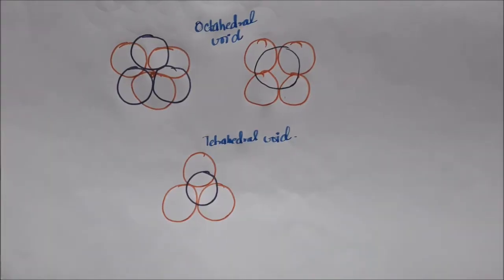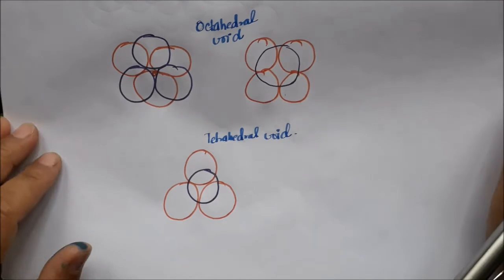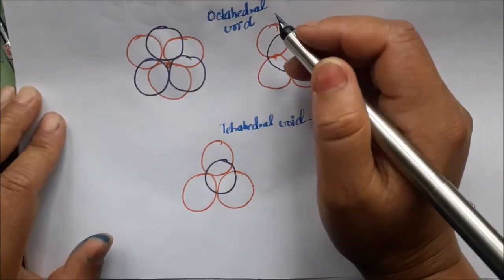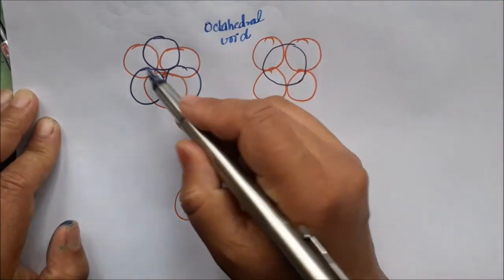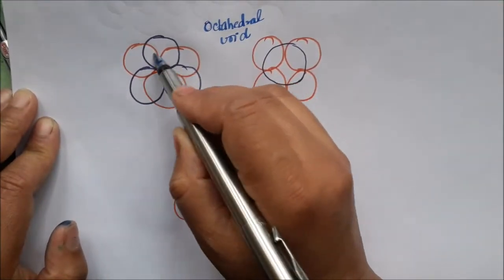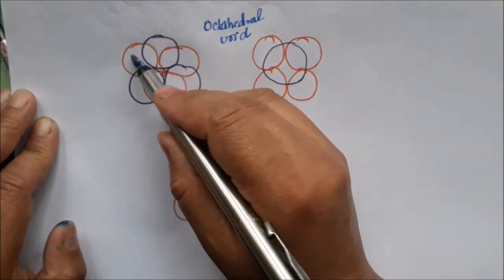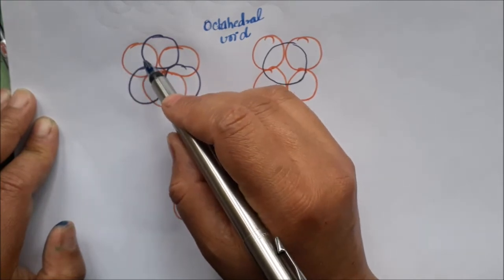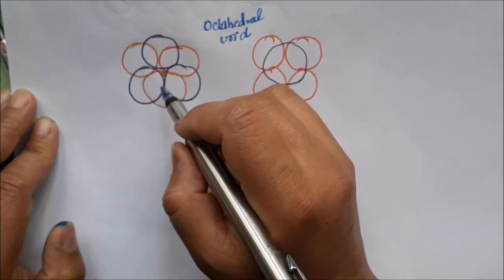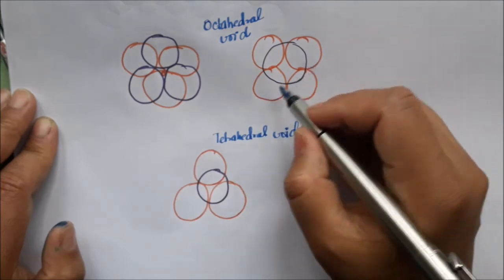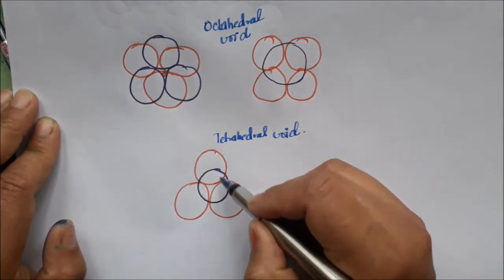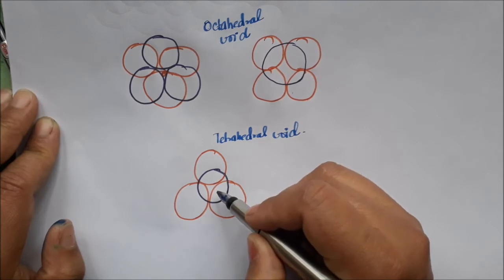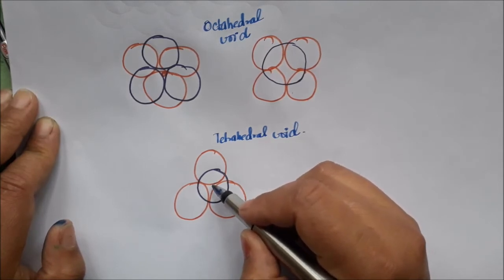Now let us discuss octahedral void and tetrahedral void, as we have already discussed. The octahedral void results from packing of 6 spheres or 6 particles located at the corners of the octahedron, right? And the tetrahedral void results from packing of 4 constituent particles which are lying at the corners of a tetrahedron.